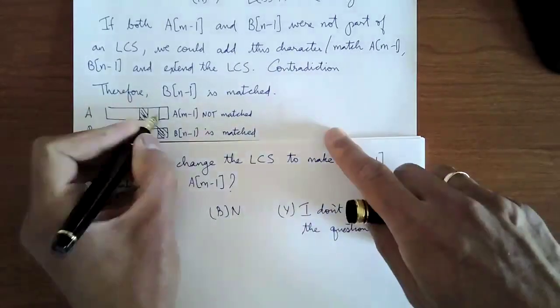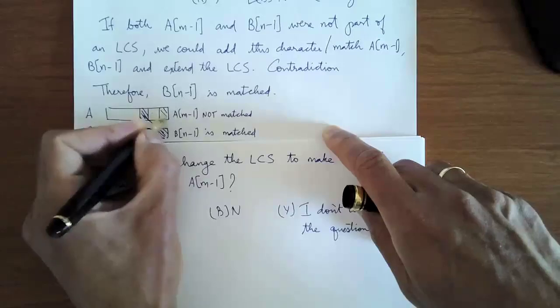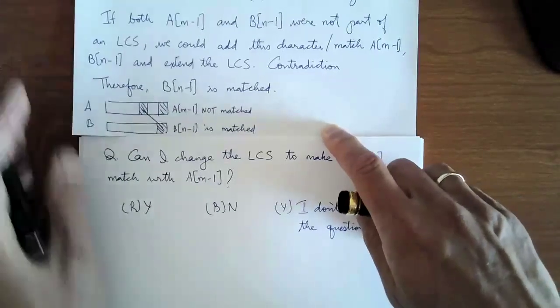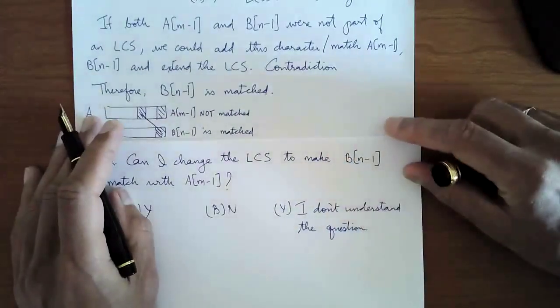Maybe a clarifying question: this is asking considering all three of those characters are the same. Exactly, right? Yes, we're assuming that all these three characters are the same, because we're in this case where am-1 is equal to bn-1.